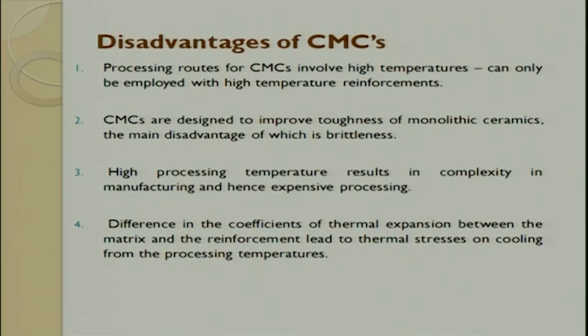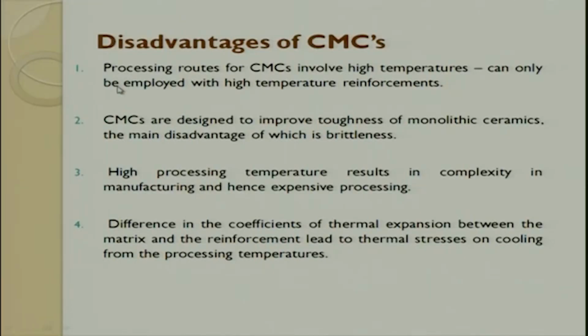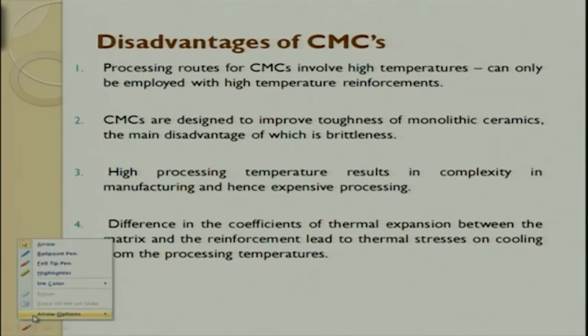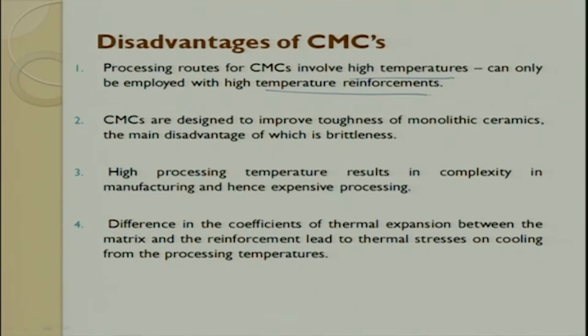So, the disadvantages: what is the processing difficulty and other things. The biggest disadvantage is, since it has to be processed at very high temperatures, we have to have furnaces which can withstand very high temperature, and the reinforcement also should be able to withstand very high temperature. So, that is one of the disadvantages of ceramic matrix composite. Two, it is used to enhance the toughness property. Because of the toughness property, you also have to see the match in the grain size, the match in their properties between these two.